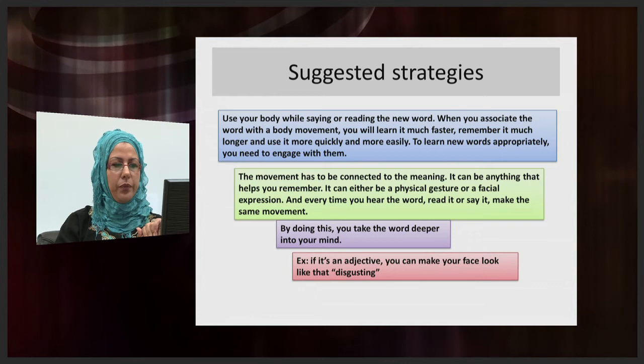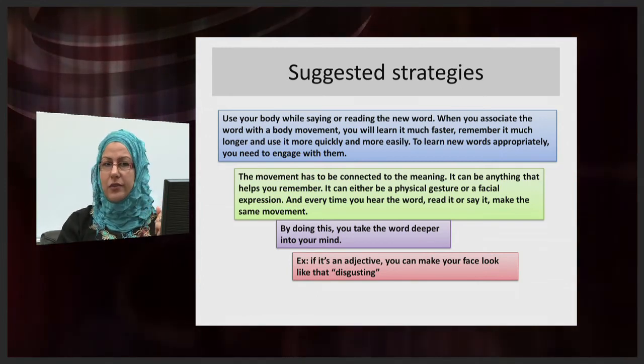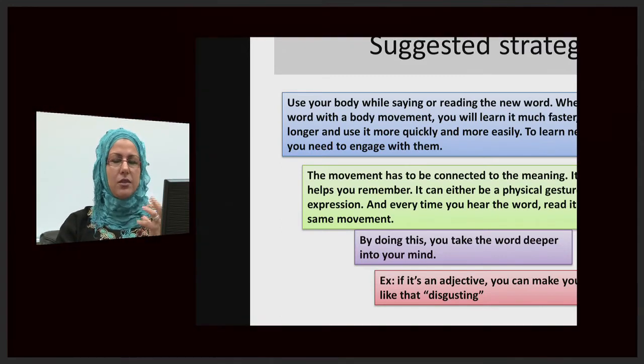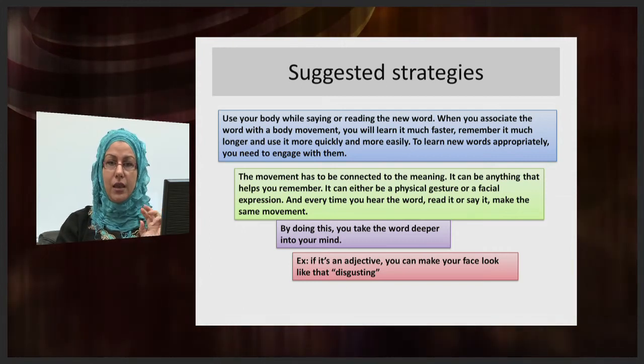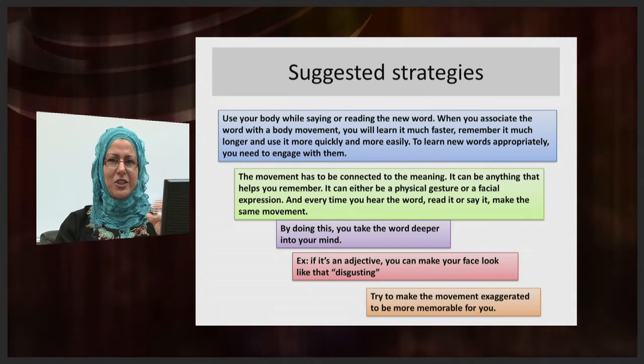For example, if it's an adjective, you can make your face look like that word. For example, disgusting. Whenever you say the word, you make the same facial expression. This will take it into your deep mind and your long-term memory. Try to make the movement exaggerated in a way to be memorable for you. Now say the word and try to make the movement that you like, that fits for you, that makes you remember.